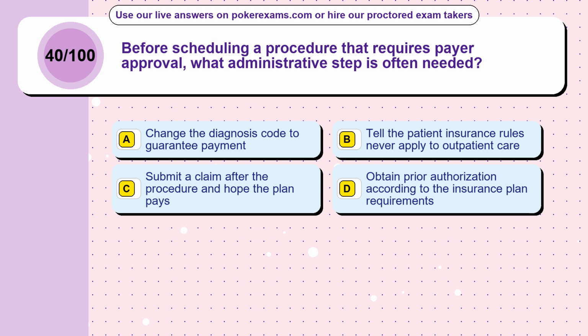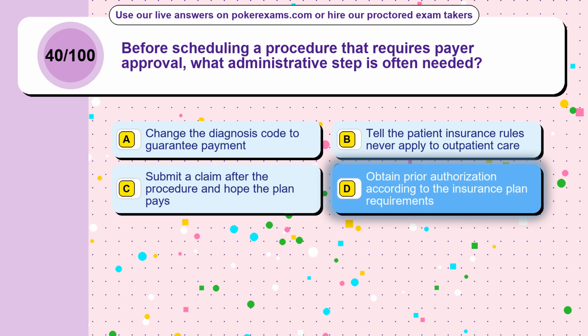Question 40. Before scheduling a procedure that requires payer approval, what administrative step is often needed? Option A. Change the diagnosis code to guarantee payment. Option B. Tell the patient insurance rules never apply to outpatient care. Option C. Submit a claim after the procedure and hope the plan pays. Option D. Obtain prior authorization according to the insurance plan requirements.